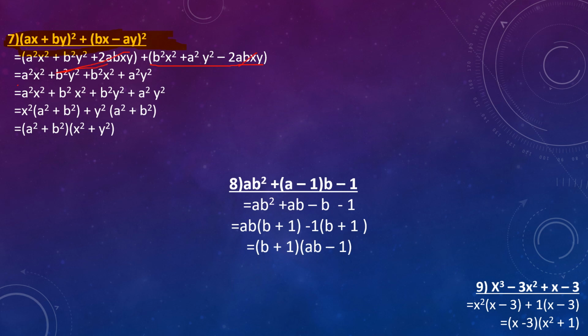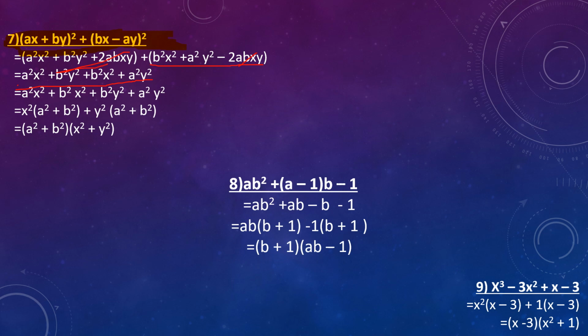Now we are left with a square x square plus b square y square plus b square x square plus a square y square. Now the choice is yours. All positive signs are there. You can group them as per your choice. Take common. The answer should be a square plus b square in one bracket and x square plus y square in another bracket. The task is for you.